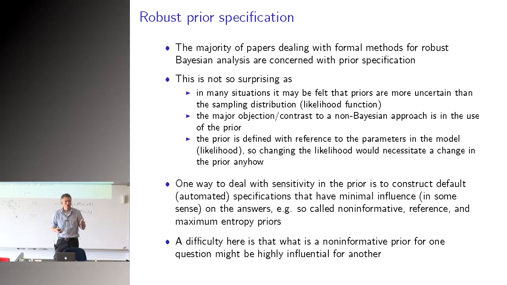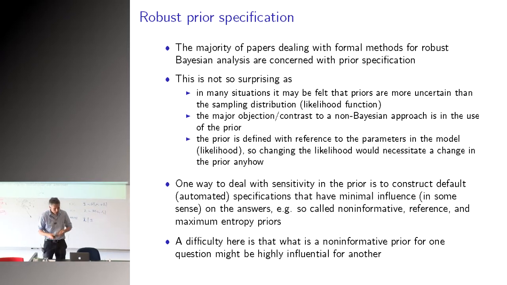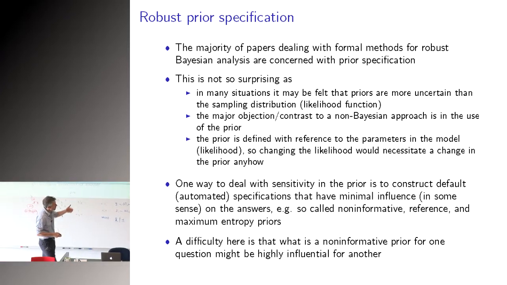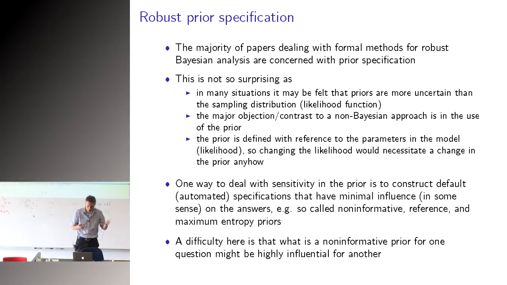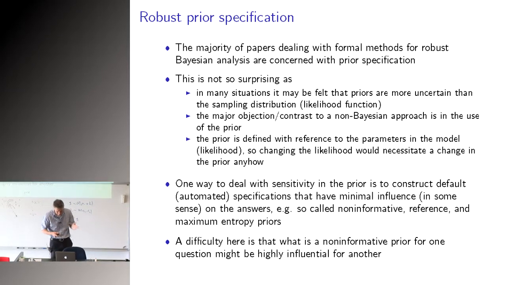The major objection, historically, in contrast to non-Bayesian approaches, is in the use of the prior to formally update. Okay. And the final part to note is, of course, that the prior defines the likelihood. So if you change your likelihood, then you almost certainly need to change your prior because of the interpretation. What does the prior mean? It's the probability of the parameters in the likelihood. Your prior beliefs about the setting of the parameters in the likelihood.